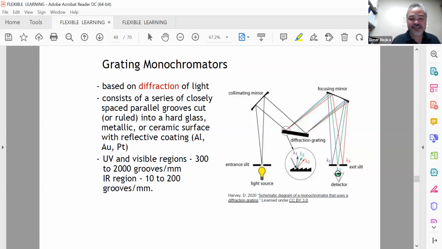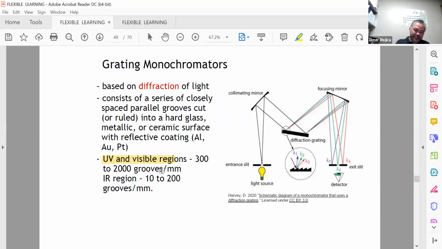closely spaced parallel grooves cut or rolled into a hard glass, metallic or ceramic surface with a reflective coating: aluminum, gold, and platinum. So in the UV and the visible regions, there are 300 to 2,000 grooves per millimeter. The IR region would have 10 to 200 grooves per millimeter.